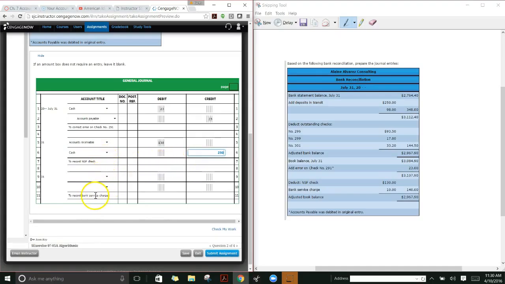And the last one, to record a bank service charge, we debit a miscellaneous expense for service charges, and that was $10. And we credit cash for that one, $10. And check your work.